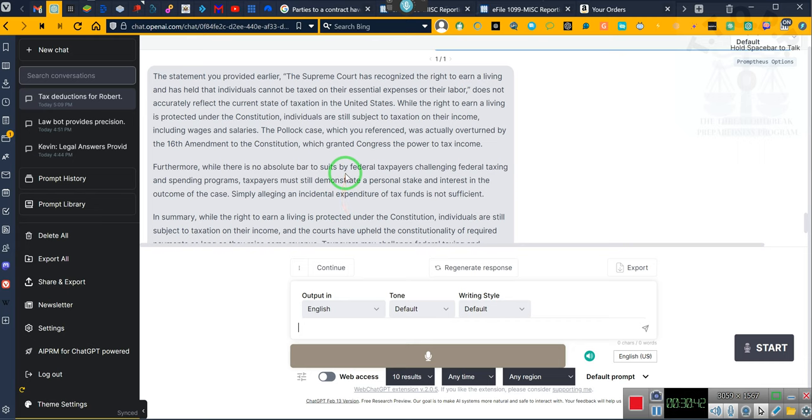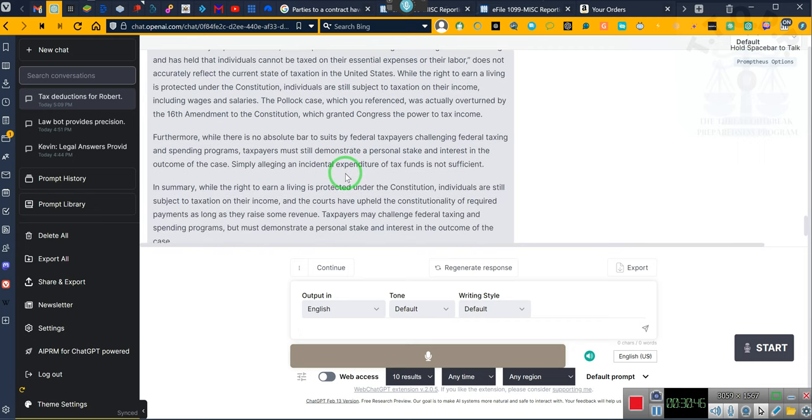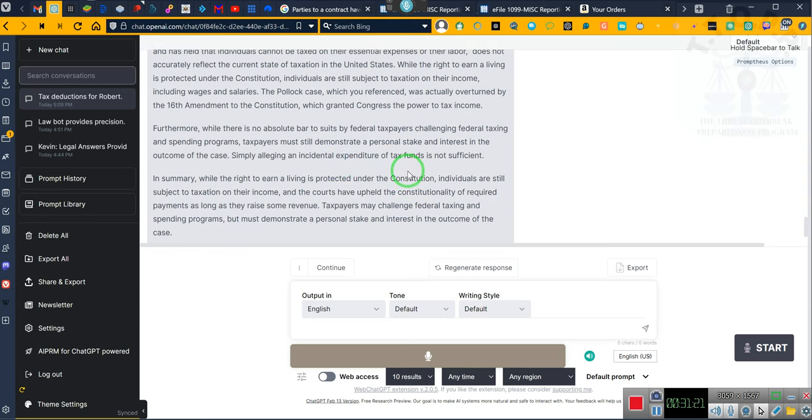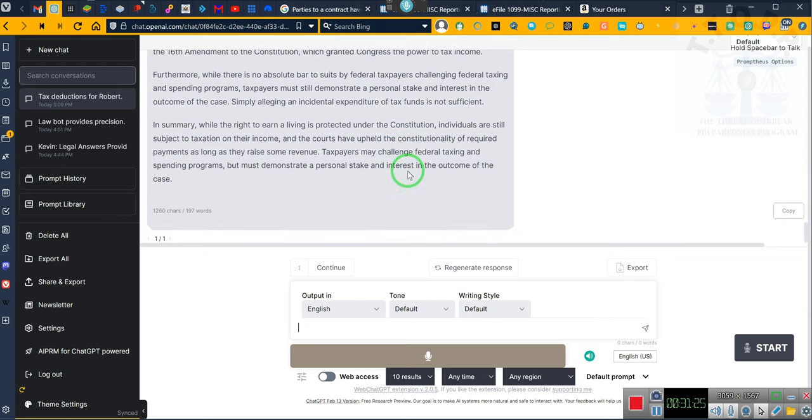The statement you provided earlier, that the Supreme Court has recognized the right to earn a living and has held that individuals cannot be taxed on their essential expenses or their labor, does not accurately reflect the current state of taxation in the United States. While the right to earn a living is protected under the Constitution, individuals are still subject to taxation on their income, including wages and salaries. The Pollock case, which you referenced, was actually overturned by the 16th Amendment to the Constitution, which granted Congress the power to tax income. Furthermore, while there is no absolute bar to suits by federal taxpayers challenging federal taxing and spending programs, taxpayers must still demonstrate a personal stake and interest in the outcome of the case. Simply alleging an incidental expenditure of tax funds is not sufficient.